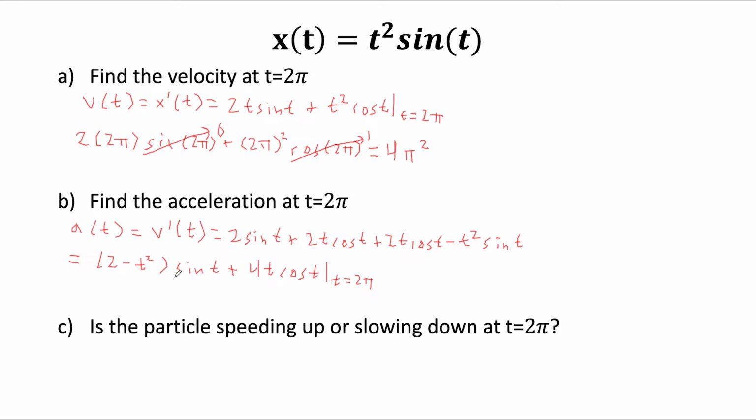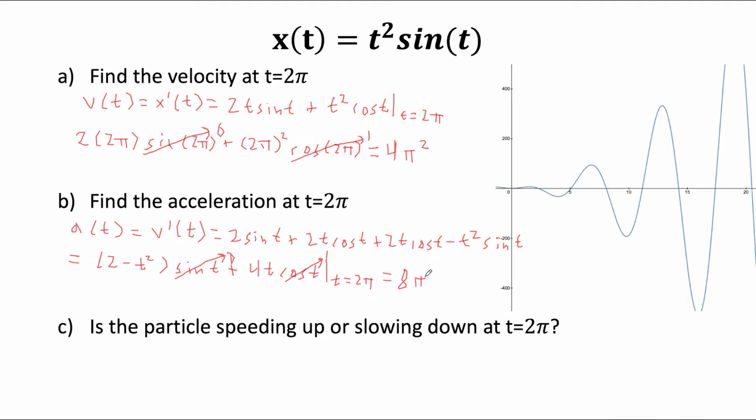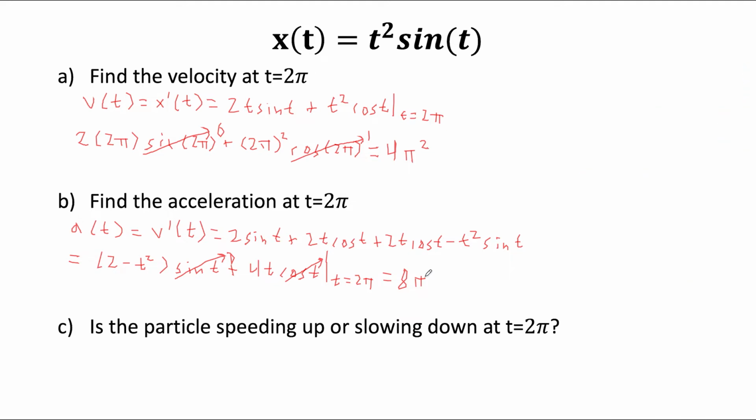And once more, we can use trig. We know that sine of 2 pi is 0, and cosine of 2 pi is 1. So we're really only looking at 4 times t. 4 times 2 pi is just 8 pi. And that's our acceleration. Here's the graph of the acceleration to help visualize that.